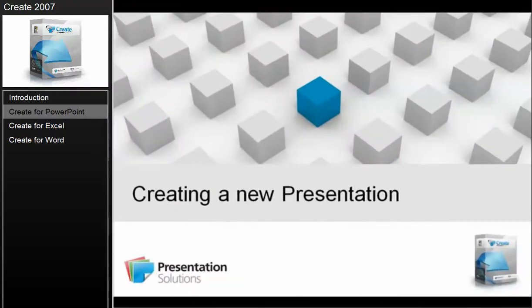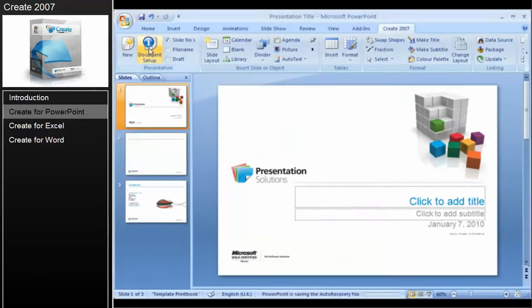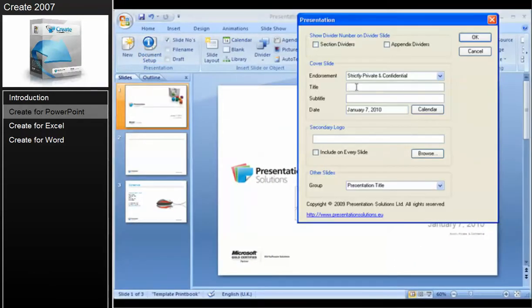To begin with, I'm going to look at creating a new presentation. When I open PowerPoint, I see a new presentation already set up in my company style. To start working with this presentation, I select Document Setup from my Create 2007 ribbon.